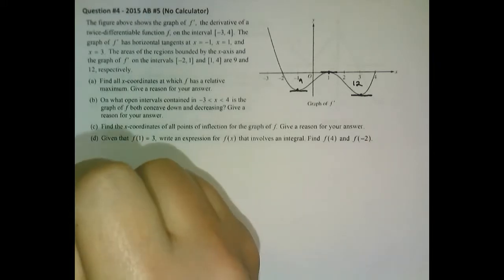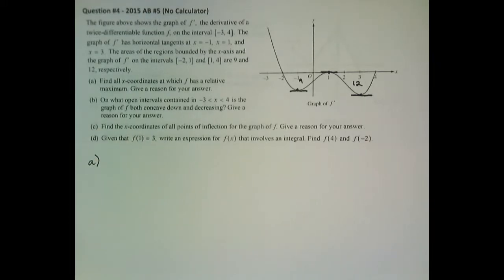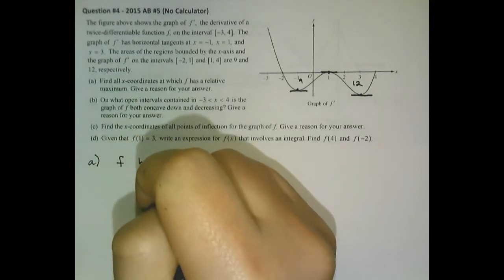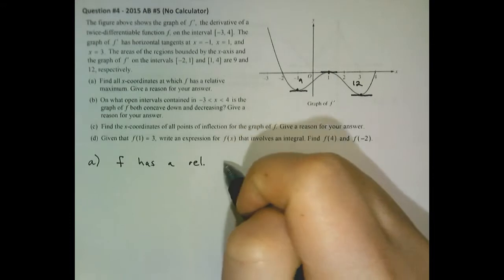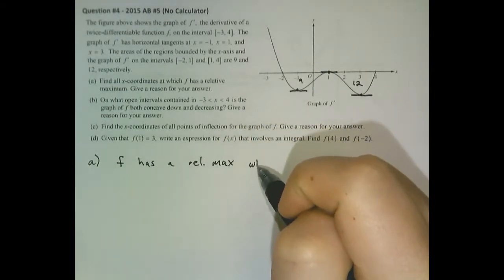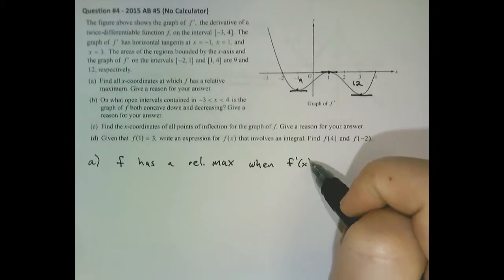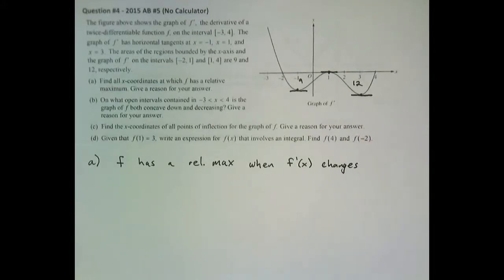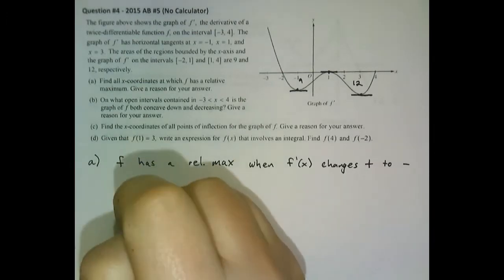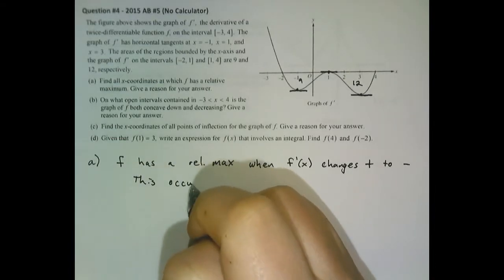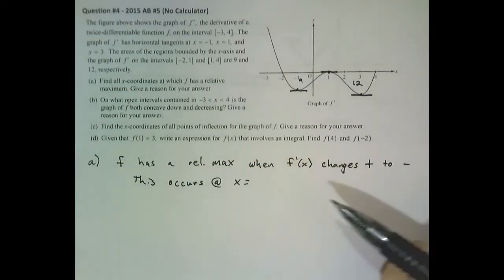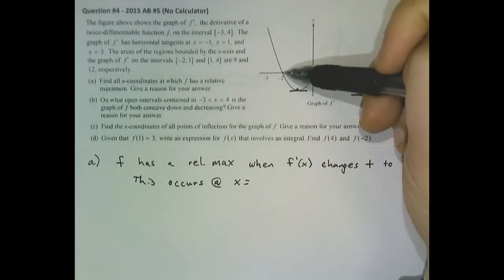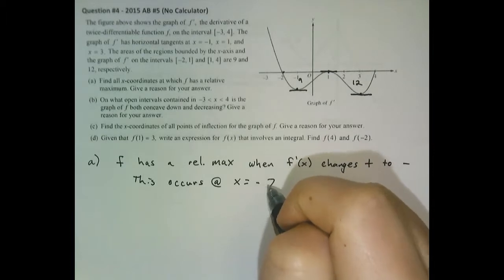Part A says find all x-coordinates for which f has a relative max. F has a relative max or local max when f prime of x changes from positive to negative. So we're looking for where f changes from increasing to decreasing, so f prime changes from positive to negative. This occurs at x equals, well, f prime changes from positive to negative right here at -2, at x equals -2.